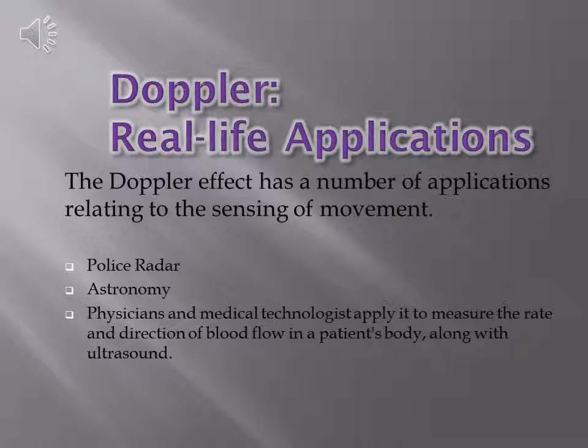The waves hit the object and bounce back. The transmitter, now a receiver, detects the frequency of the returned waves. Based on the amount of the Doppler shift, the speed of the object can now be determined. Let's look at a few specific examples: police radar, astronomy, and medical applications.